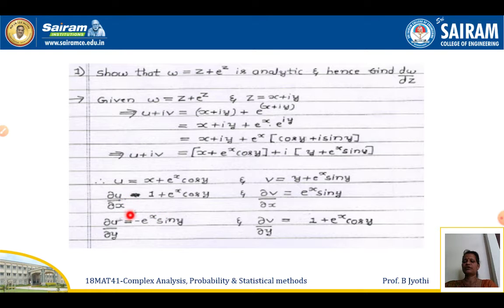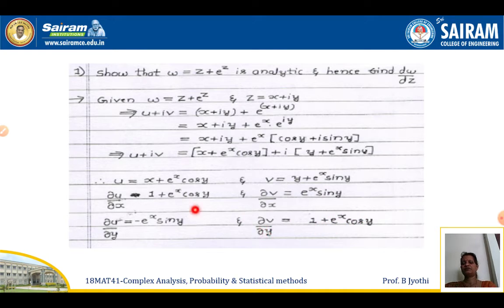So find out what is ∂u/∂x, ∂u/∂y, and ∂v/∂x and ∂v/∂y, so that we can prove that the CR equations in the Cartesian form are verified. When we see ∂u/∂x, it is 1 plus the derivative of e^x, which is e^x, into cos y. With respect to y, the first part will become 0, and e^x into the derivative of cos y is minus sin y. With respect to x for v, this part will be 0, only e^x sin y we get. With respect to y, it is 1 + e^x cos y.